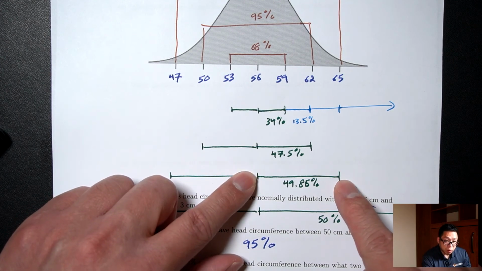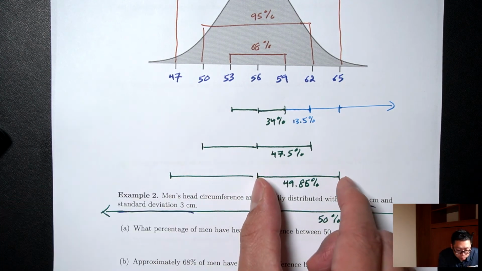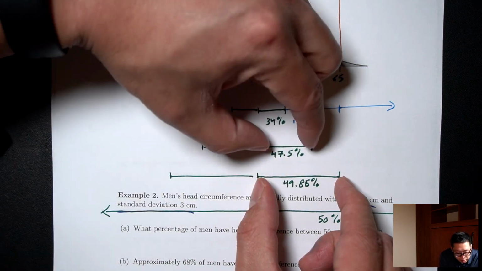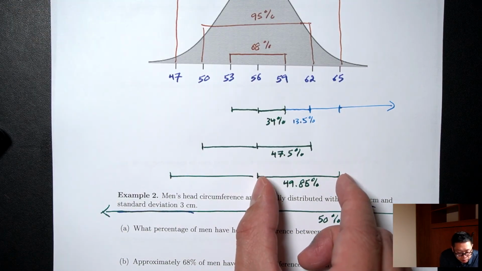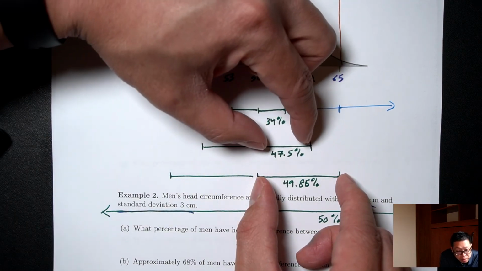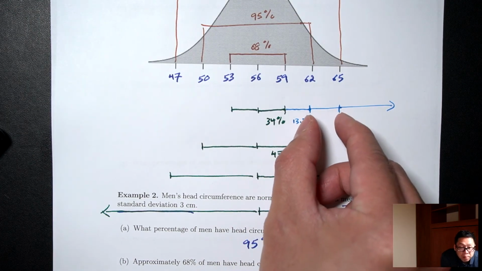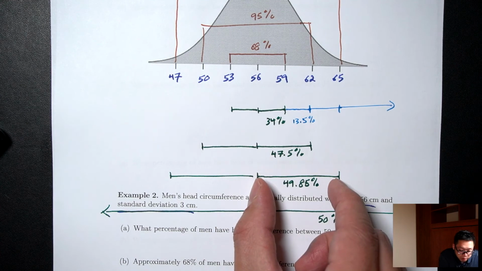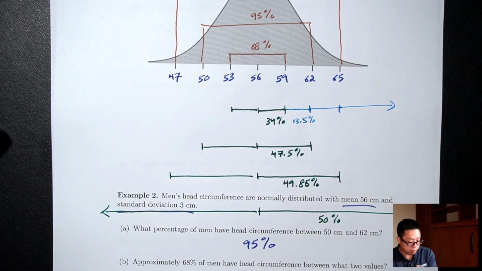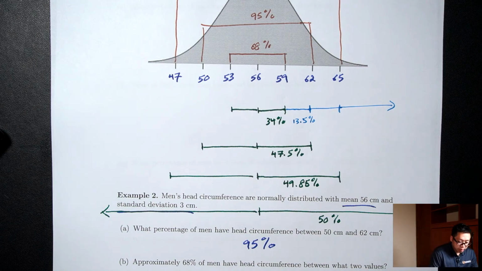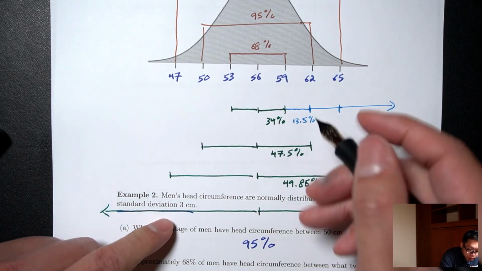This piece is 49.85% subtract this piece. If I take this 49.85%, subtract the 47.5%, that should give me exactly this piece, which is right there. So 49.85% minus 47.5% is 2.35. This piece here is 2.35%.